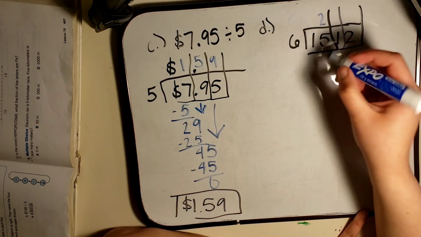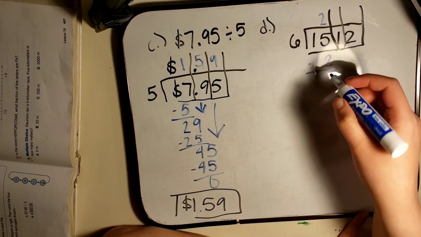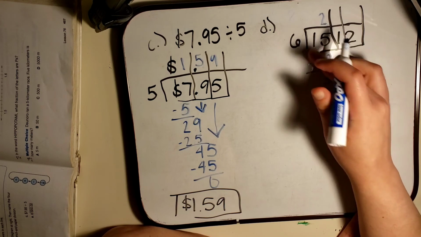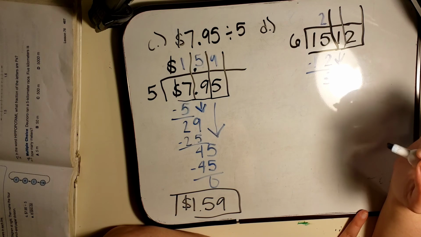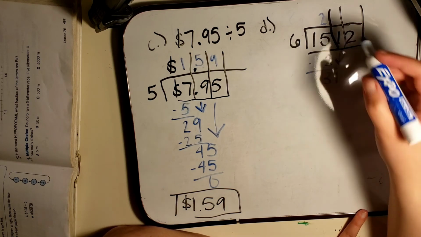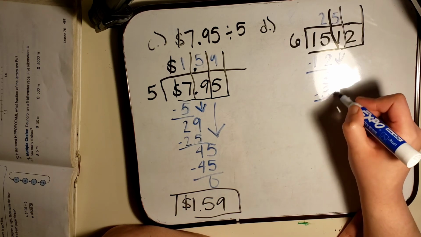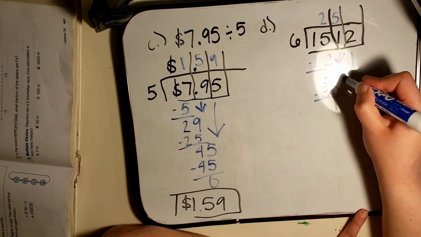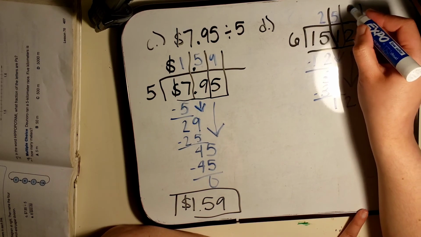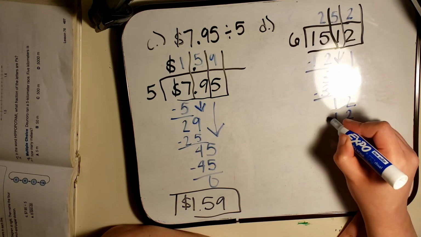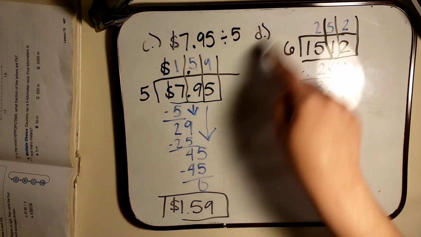So 6 goes into 15 2 times, because 6 times 2 is 12. And 12 subtracted from 15 is 3. And the 1s get canceled out. 6 goes into 31. Let's see. 5 times, because 6 times 5 is 30. Subtract that, we get 1. And bring down the 2. 6 goes into 12 2 times, because 6 times 2 equals 12. And we have nothing left over. So then our answer there is 252.